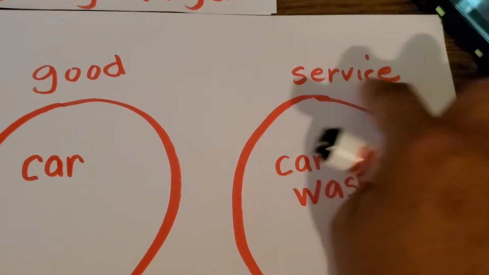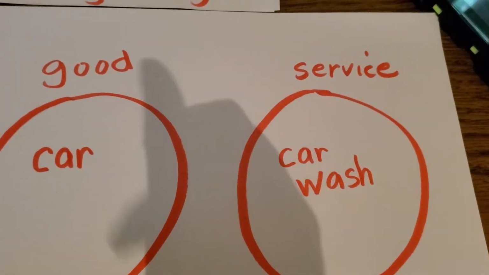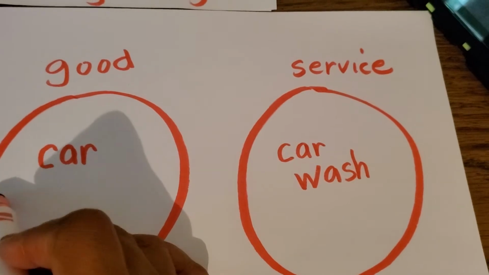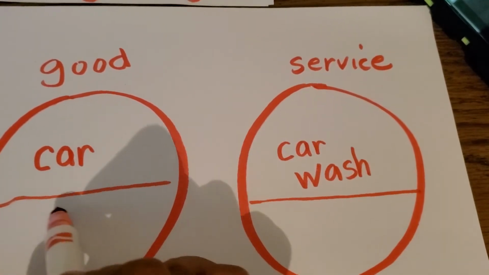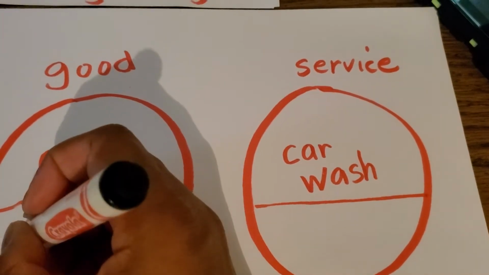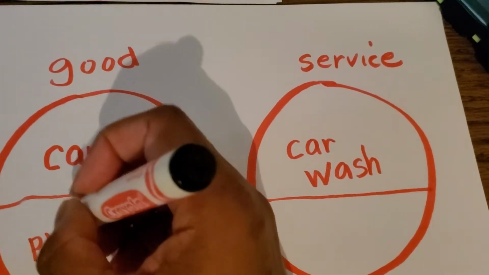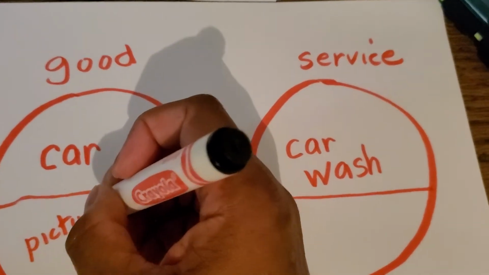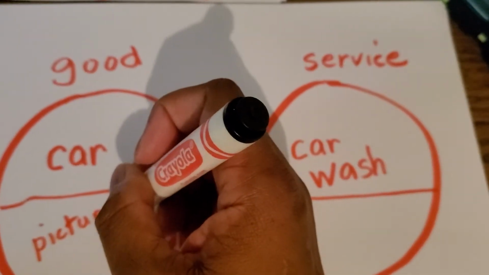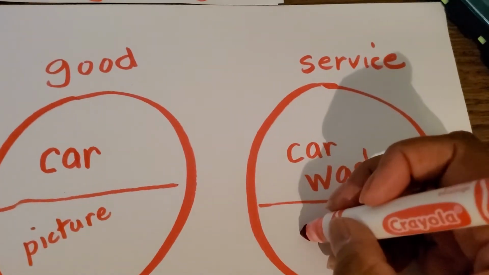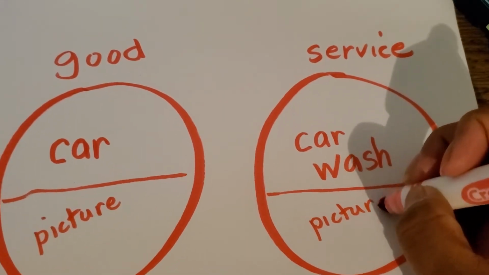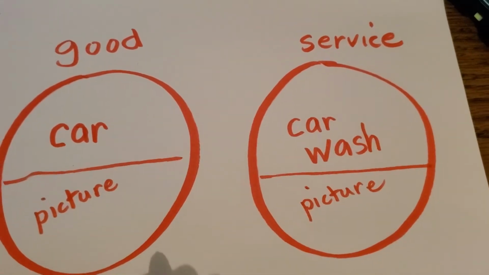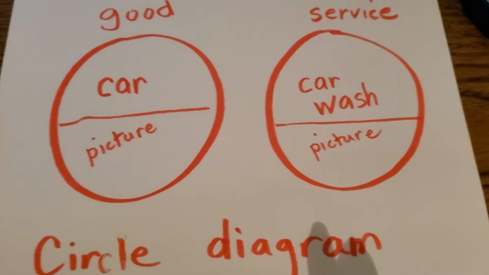That word is service. I keep saying the word service. Now, you can do a squiggly line if you want to, or just draw a line underneath it. Draw a line, and that's where you would draw your picture. So I'm going to put the word picture. You draw a picture of a car. Then you can draw a picture of a car wash, the car being washed.